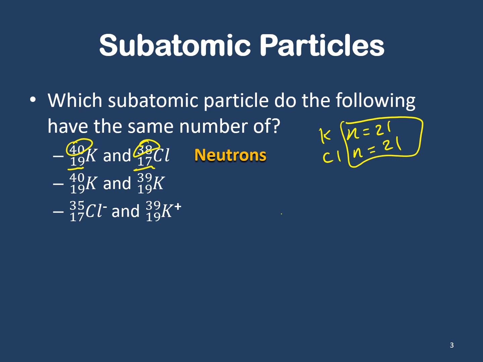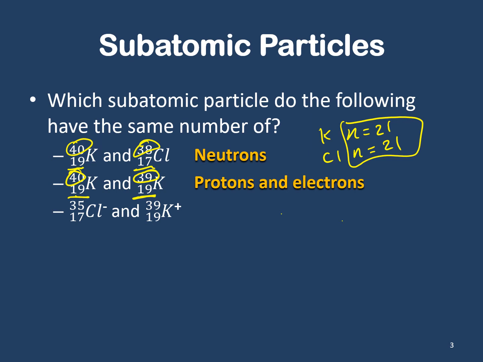In the next setup, we see that they both have an atomic number of 19, which means both these potassium isotopes have the same number of protons. They have different mass numbers, so they don't have the same number of neutrons, but since they're both neutral, they have the same number of electrons. So in this scenario, we have both the same number of protons and electrons: 19 protons and 19 electrons.